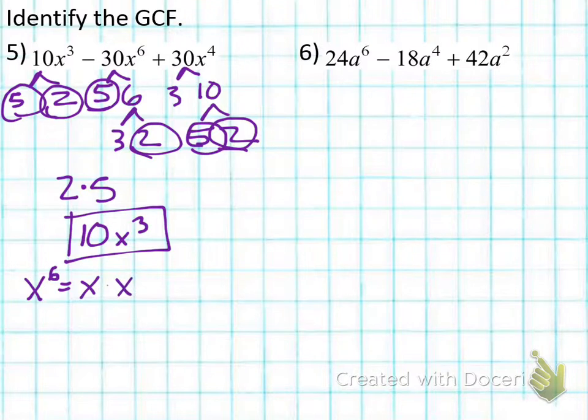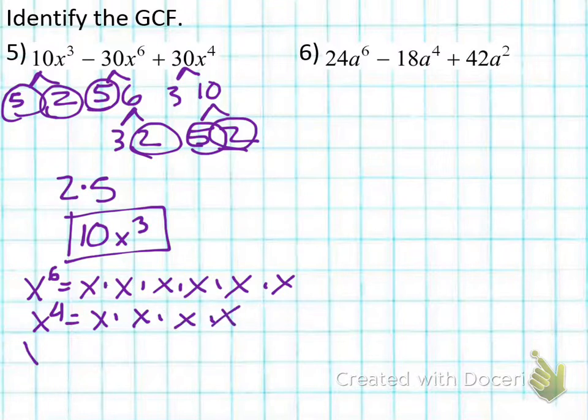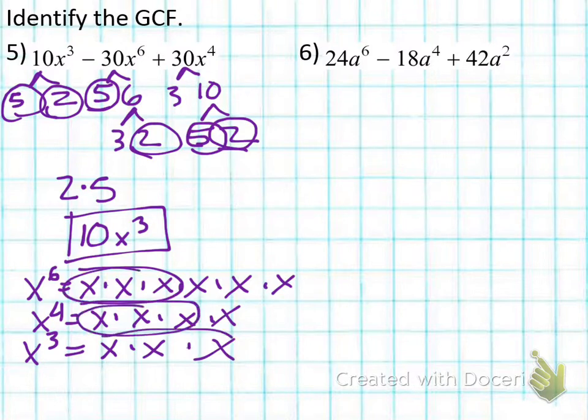Okay, and again, I could expand these to look at that. So x to the sixth looks like this. There's 6 x's being multiplied to each other, right? X to the fourth, and then x cubed. So I'm looking for what they all have in common, which would be those 3 x's. So x cubed is included in the GCF. Okay, moving on to number 6, I'm going to factor these.